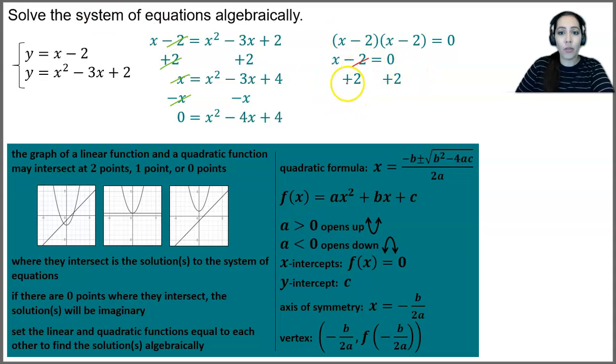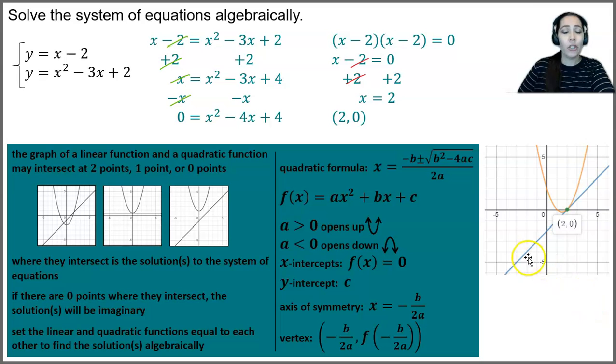When I do that, the 2's end up canceling on the left, and I have x equals positive 2. This right here is the solution. When you set them equal to each other and solve, that is the solution. So I have 2, and I had y as my 0, so my intersection was at 2, 0. And if you wanted to see what that looked like on the graph, you can see that my linear and my quadratic only touch at 1 point, at point 2, 0. So this right here is my final answer.